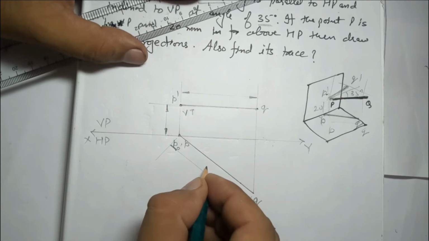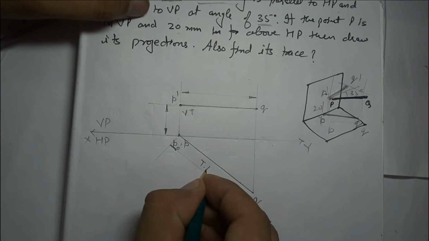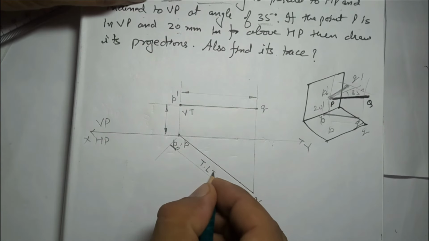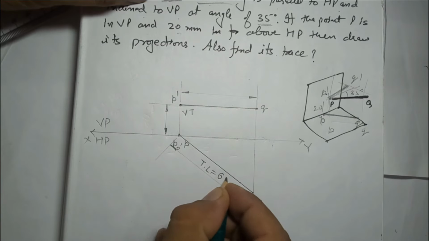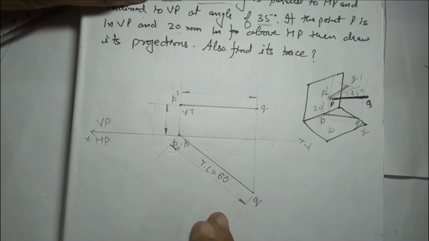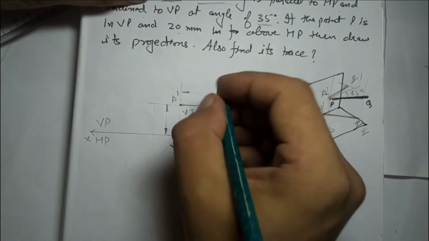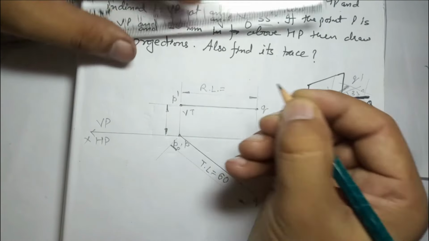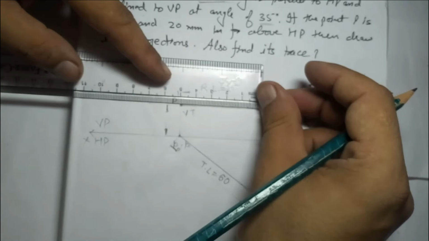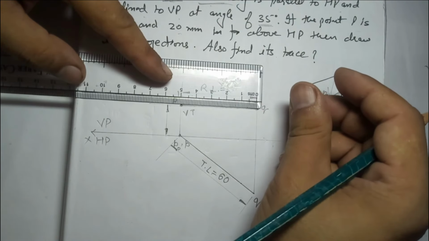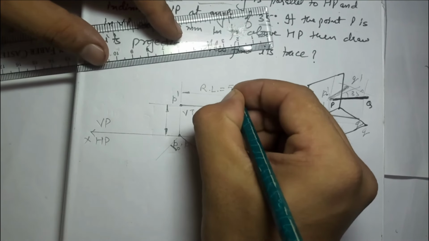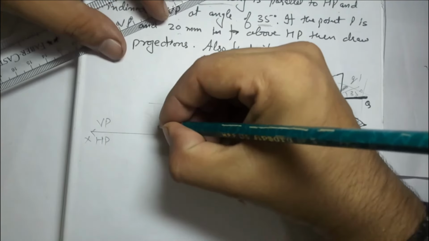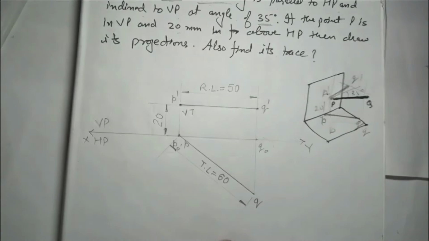This is the true length. It is given as 60 mm. Above the dimension line, aligned system. This is the reduced length, not given. Measure the value of the reduced length and write it. It is exactly coming 50. This is given 20 on top of the XY line. So this is the solution.